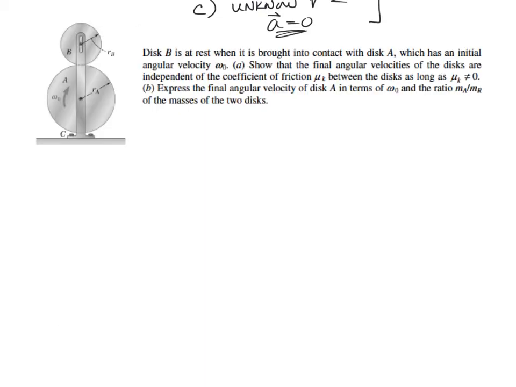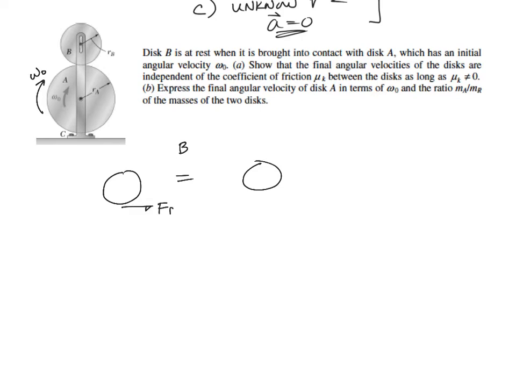So again, more FBD KDs here. And kind of read that disk B is at rest when brought into contact with disk A. Disk A has an angular velocity to it. So let's just go ahead and again draw our FBD KDs. This is going to be for disk B. So let's just kind of do this as it comes into contact.